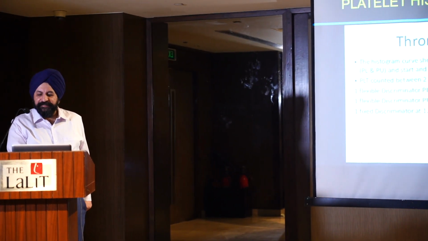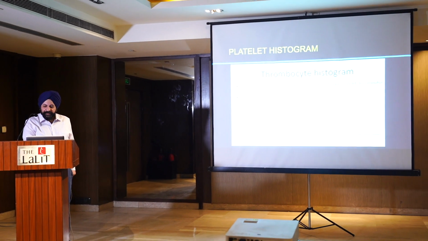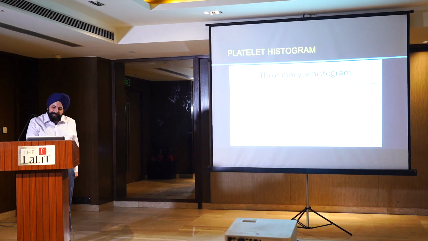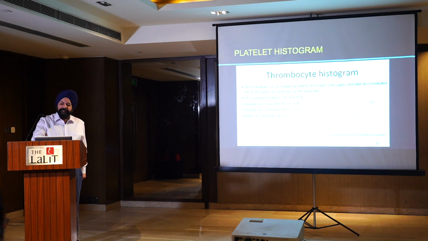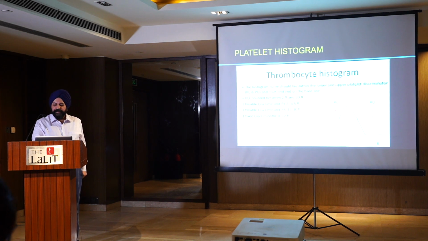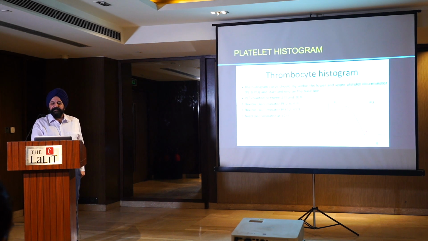So first, coming to the platelet histogram. These are 2 variable discriminators, the lower and the upper discriminator. The lower one is anywhere between 2 to 6 femtoliters and the upper one is anywhere between 12 to 30 femtoliters, and we have this fixed discriminator at 12 femtoliter. So a normal platelet histogram will begin at baseline from the lower discriminator and end before baseline at the upper discriminator.